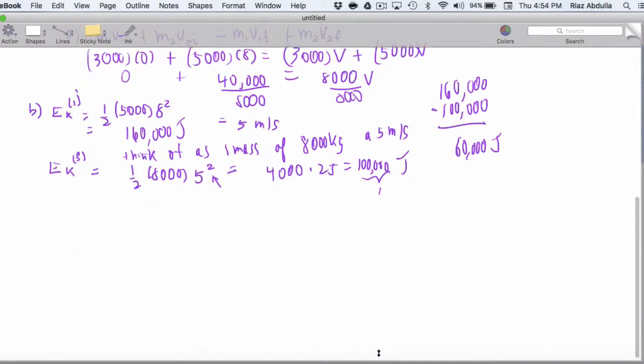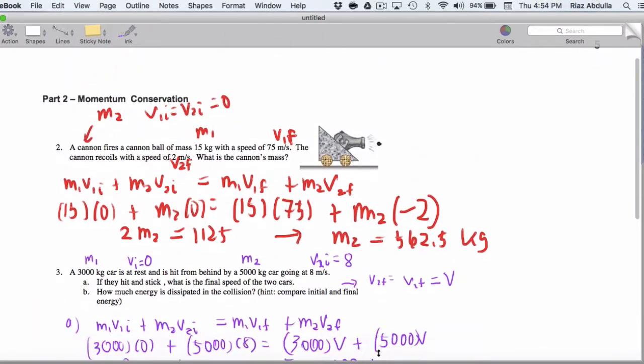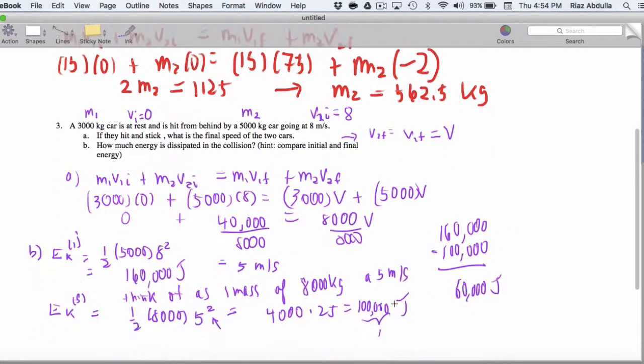So that is the conservation of momentum portion of the exam, and we'll move on in the next video, I believe, to momentum.